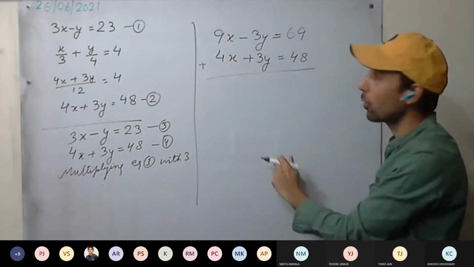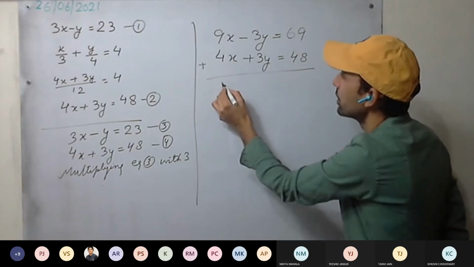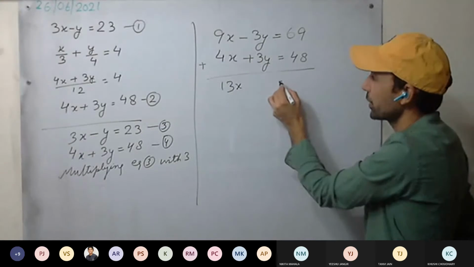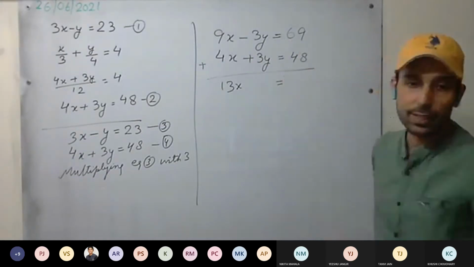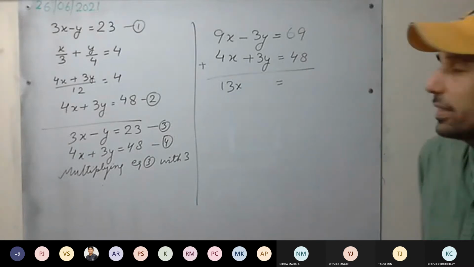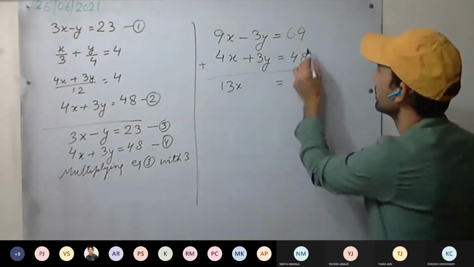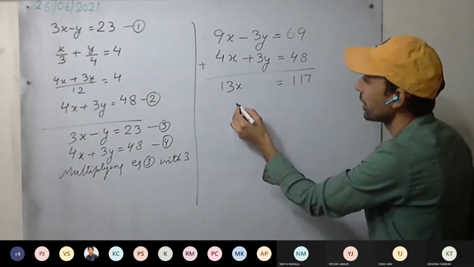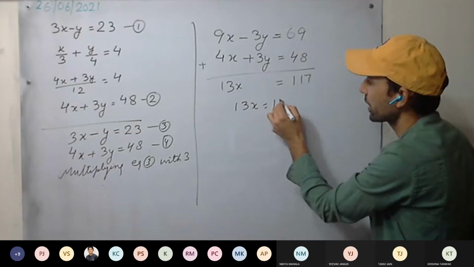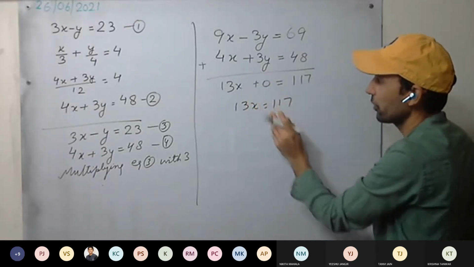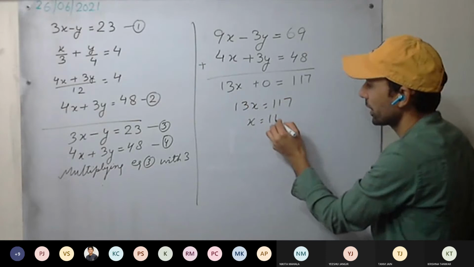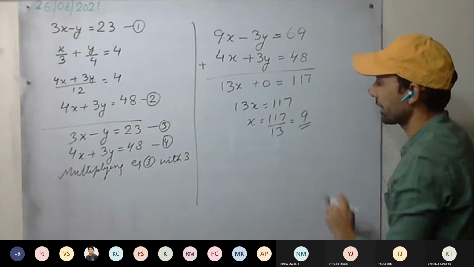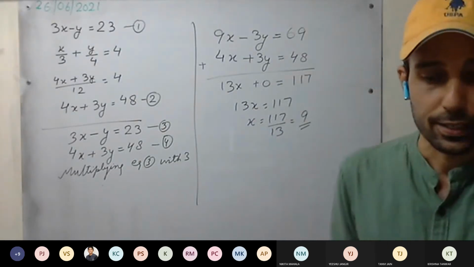So by adding them, what are we going to get? 9x plus 4x will be 13x. Minus 3y plus 3y will be 0. 69 plus 48 is 117. Now 13x equal to 117, plus 0 if you want. x equal to 117 divided by 13. It is 9. x equal to 9, you got.